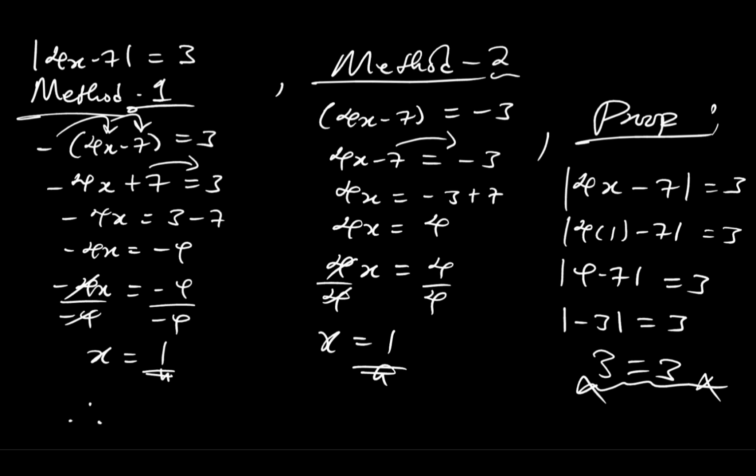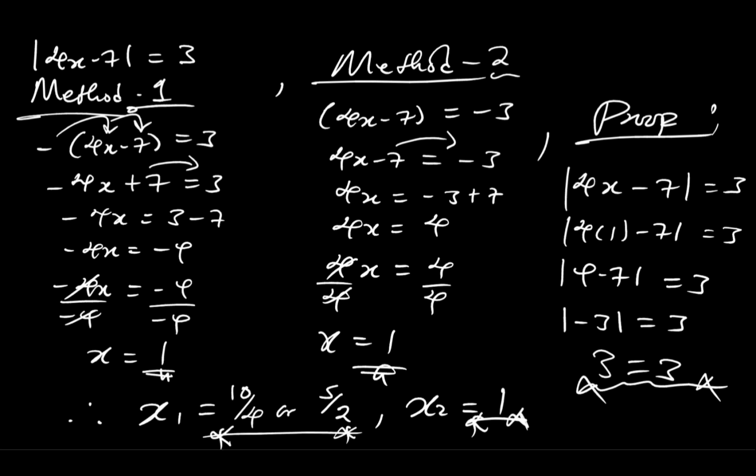Therefore, you can conclude that the first x value, remember, we found it to be 10 over 4, or others prefer 5 over 2. And the second x value is literally 1. So these are the solutions. This is how you go about solving absolute value equations, or modulus equations as most people prefer.